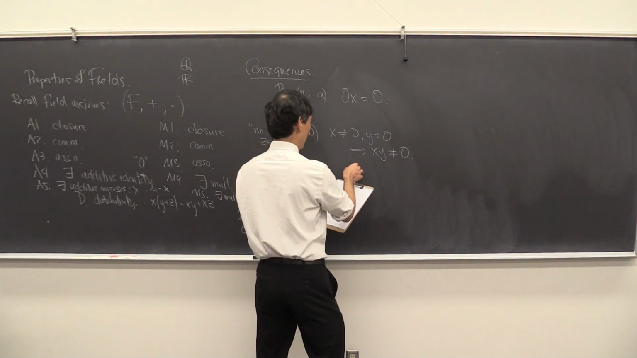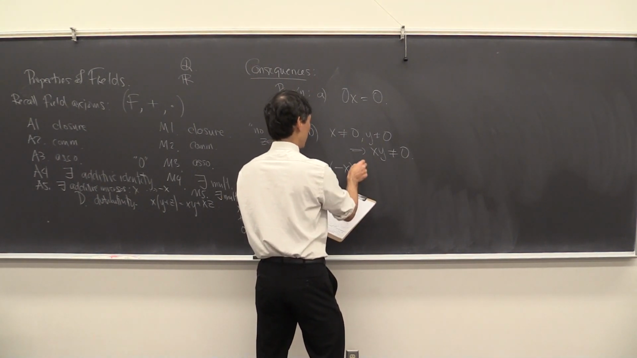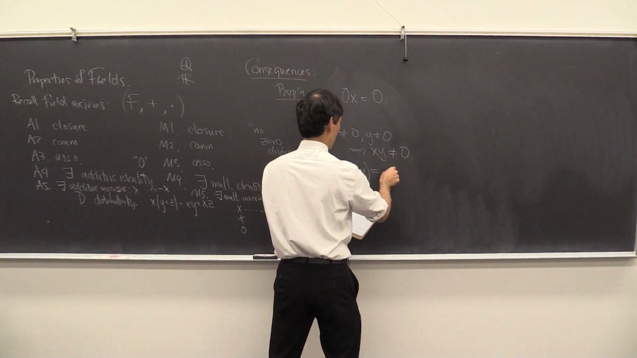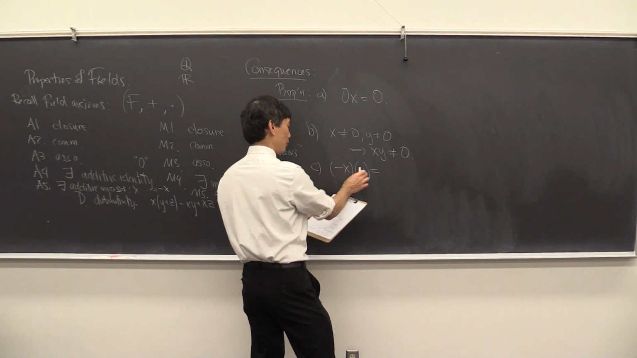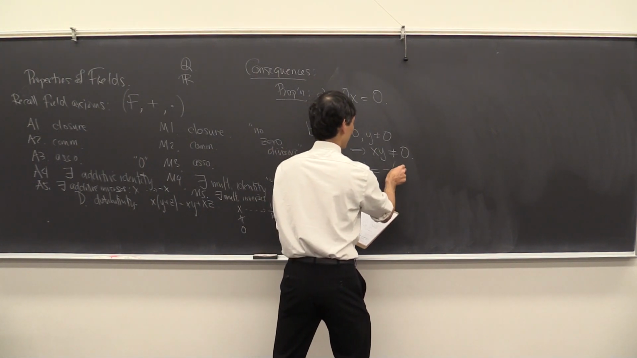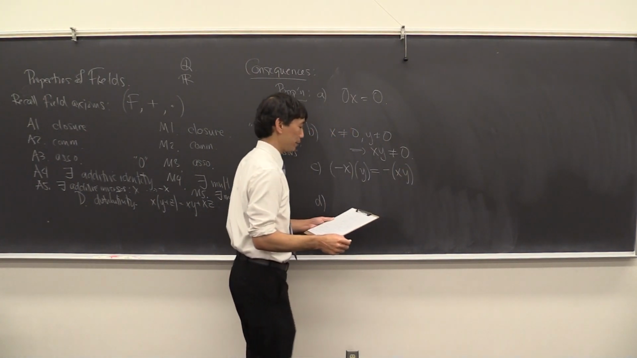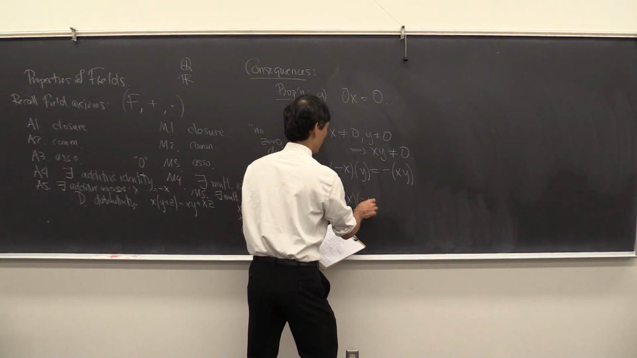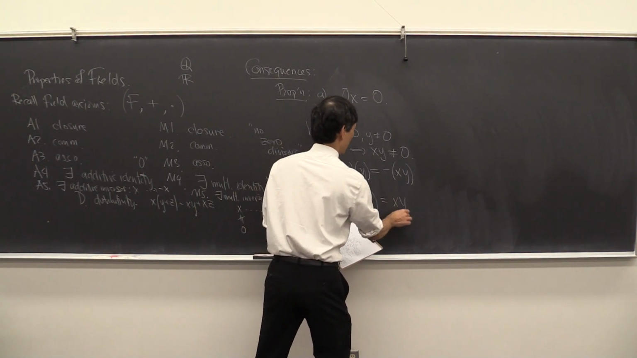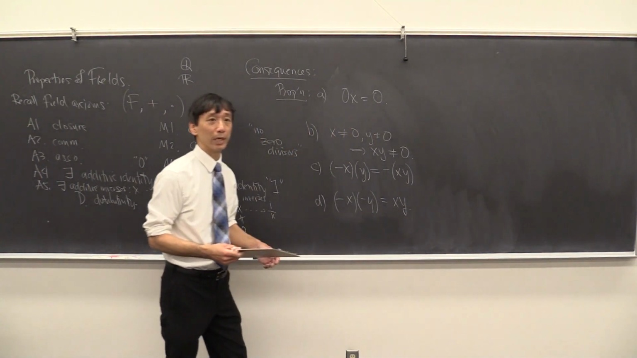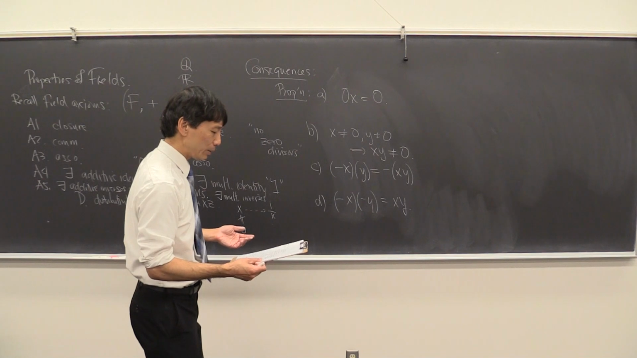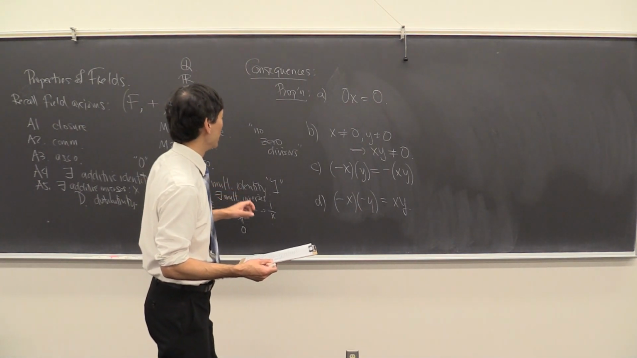And then third one, that the additive inverse of x times y equals the additive inverse of xy. And then the product of the additive inverses equals the product of the original guys. So maybe I'll do a couple of these, but I'm not going to do all of them.